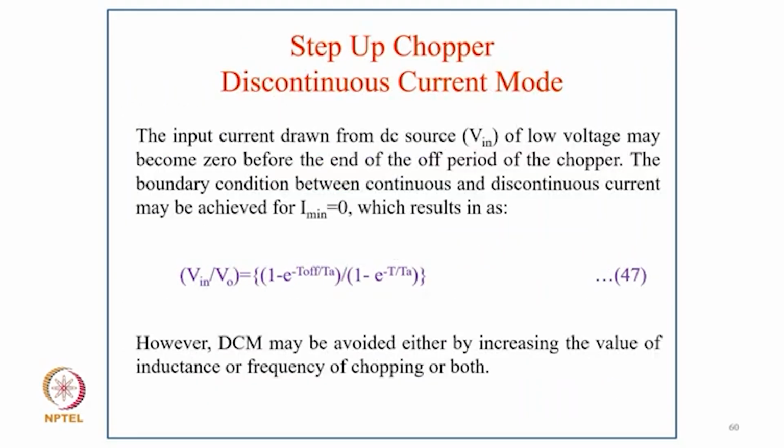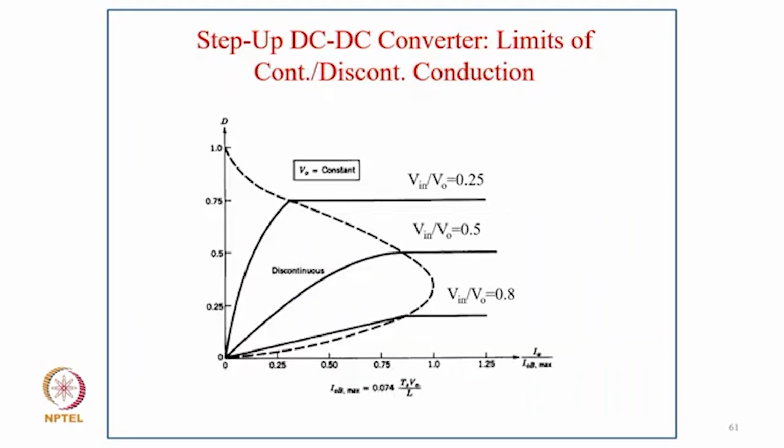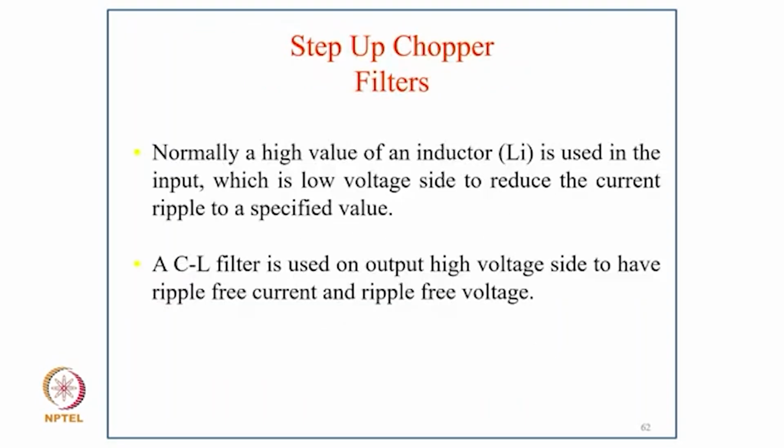Coming to the step-up chopper in discontinuous current mode, the input current drawn from the low-voltage DC source may become 0 before the end of the off period of the chopper. The boundary condition between continuous and discontinuous current is reached when I_min = 0, which results in V_in/V_O = (1 - e^(T_off/Ta))/(1 - e^(-T/Ta)). DCM may be avoided either by increasing the inductance, the chopping frequency, or both. So with a low inductance value, the chances of discontinuous conduction are higher.